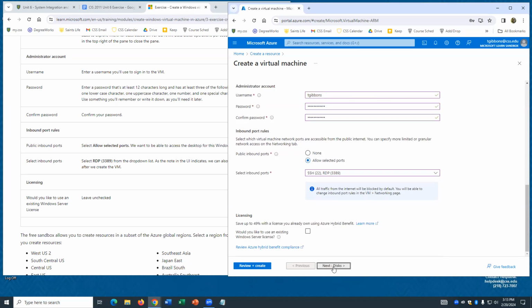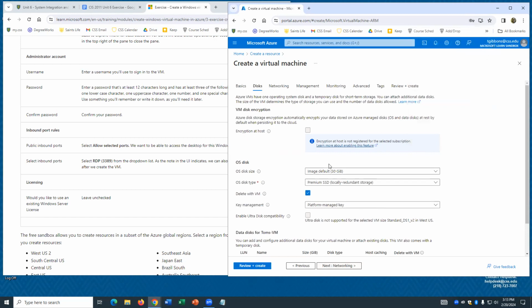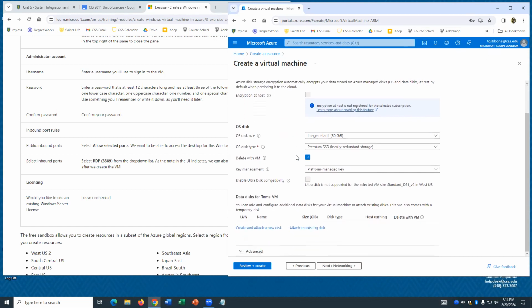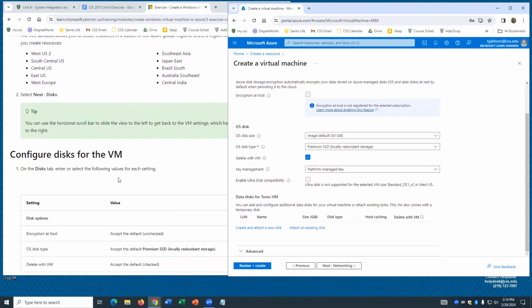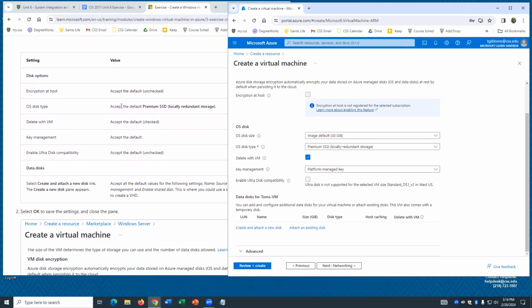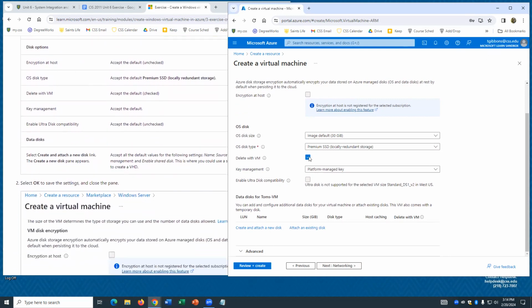I'm going to go to the next page, which is the disks here. The default image is 30 gig. Again, I'm going to scroll down in my instructions here, and there are different versions for this. We can just accept the defaults for all of these things. So it's going to create one hard drive, 30 gigs, on like an SSD drive. It'll delete it when the virtual machine is deleted.